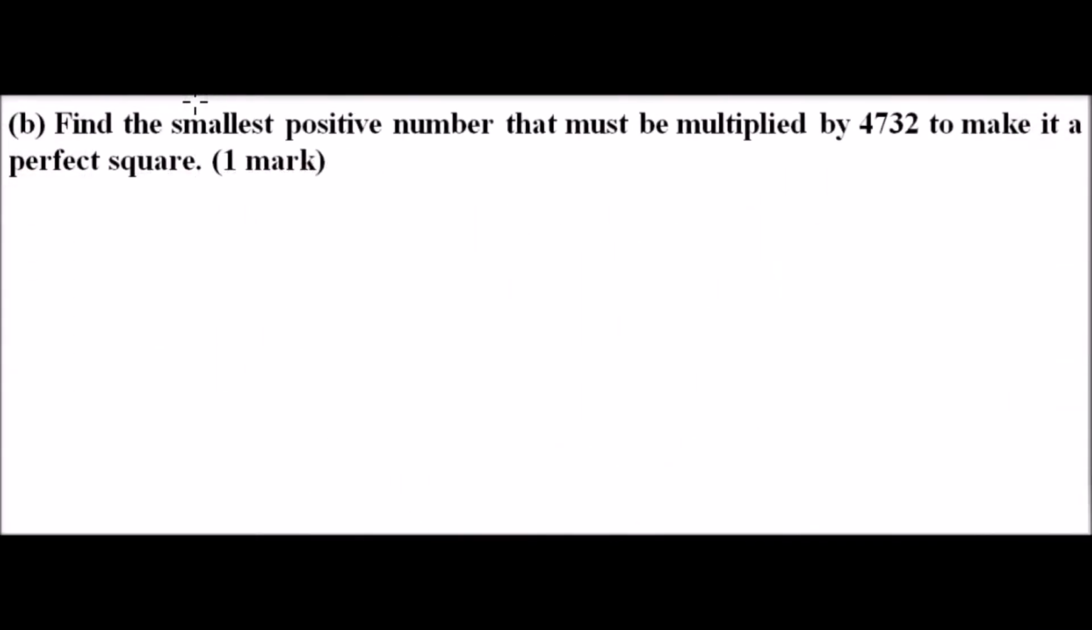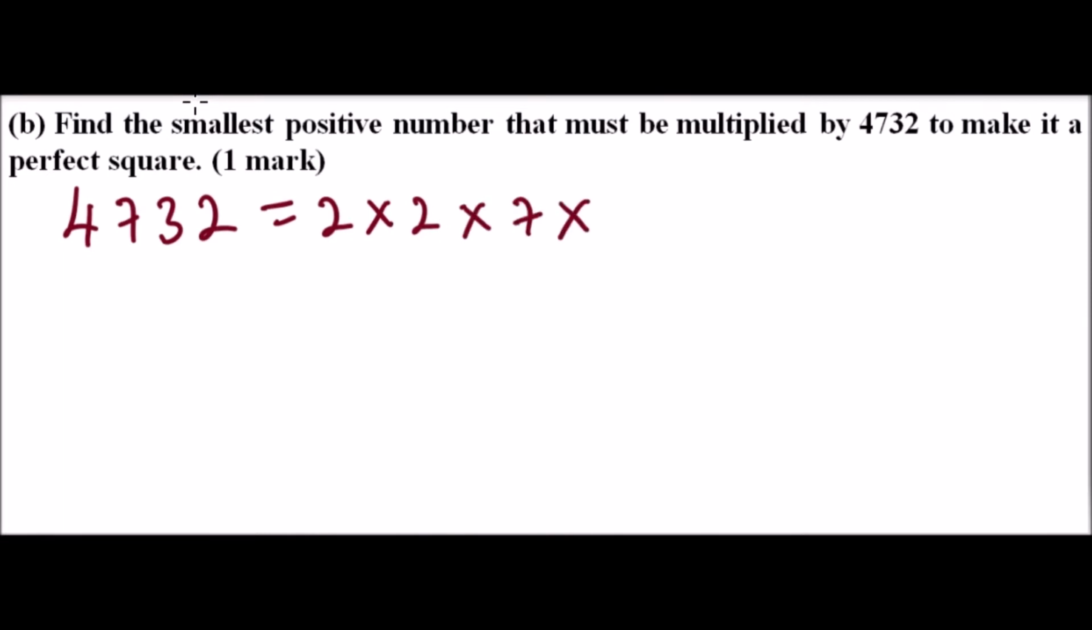So this is part B, and in part A we have seen that 4,732 can be written in its prime factors as 2 multiplied by 2, or 2 squared, multiplied by 7, multiplied by 13, multiplied by 13. Because we want to have a perfect square, it means we want to get a number. A perfect square is a number where you can get its exact square root. So if you look at this, we have 2 squared, here we have 7, and here we have 13.